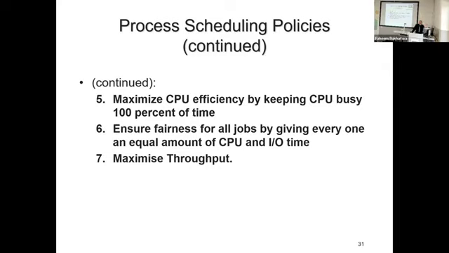And ensure fairness for all jobs by giving everyone an equal amount of CPU or I/O time if possible.